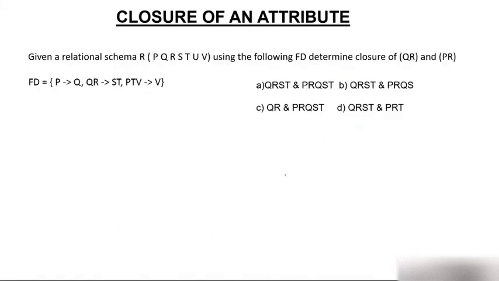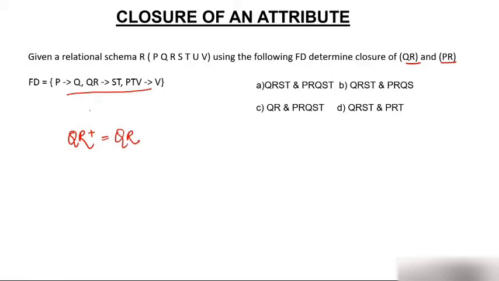Fine. So let's solve this question. The question is: given a relational schema R(PQRSTU), using the following functional dependencies, which are given to you, determine the closure of QR and PR. Okay, so let's start with the closure of QR. QR will have what? QR, I just told you. The closure will always have the same attribute, QR.